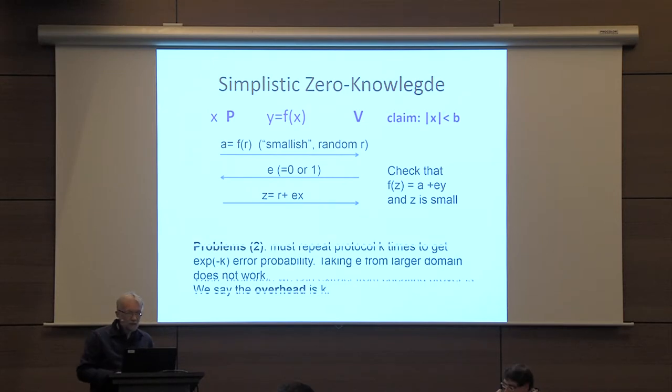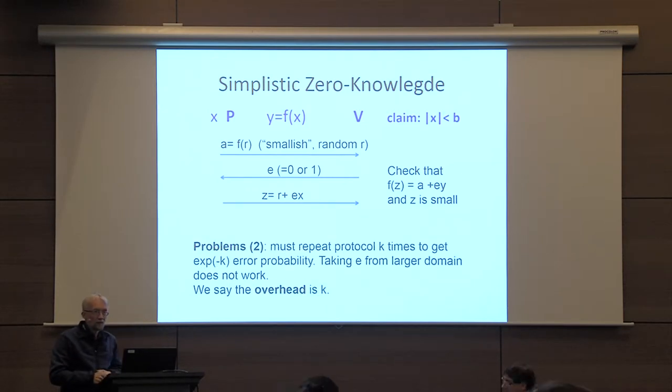Problem number two is that, of course, you have to repeat the protocol k times if I just do this, to get small soundness error probability. Usually in other domains, you just take E from a larger domain and then everything is solved. That doesn't work here, because if you do the extraction for the soundness proof, you'll find that you have to divide by the difference between two challenge values in order to get the answer you're after in the extraction procedure.